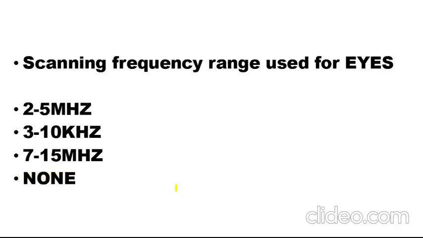So the next MCQ is: scanning frequency range used for eye ultrasound. So the correct option A is 2 to 5 megahertz, option B 3 to 10 kilohertz, option C 7 to 15 megahertz, option D none. So the correct answer is 7 to 15 megahertz.